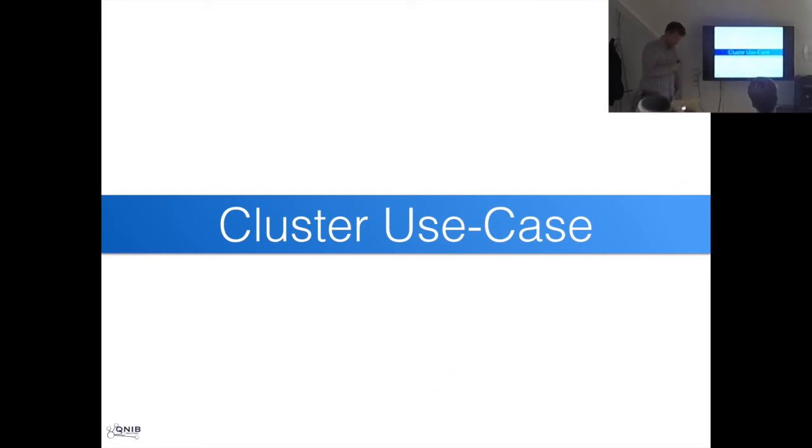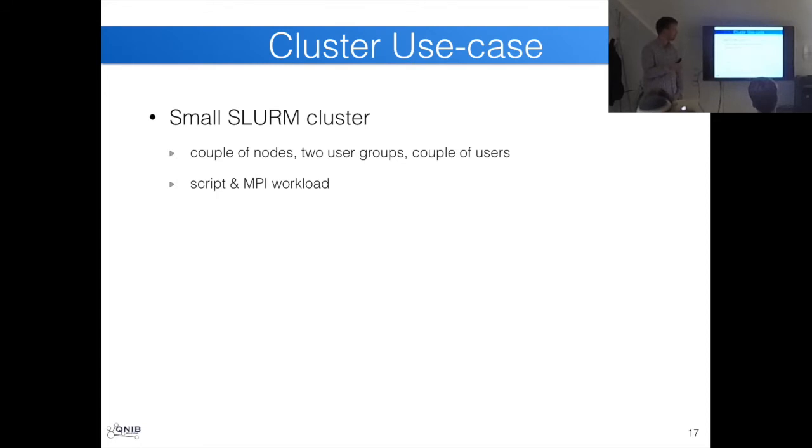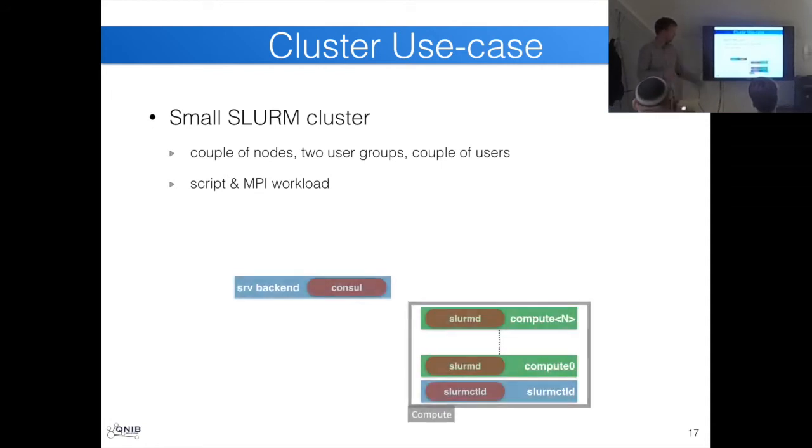But as I said, it's the introduction to the introduction. The introduction layer 2 would be the cluster use case. The use case is a simple little SLURM cluster where I have a couple of nodes with a couple of groups and a couple of users, and I have two types of workloads. The stack is composed as this.